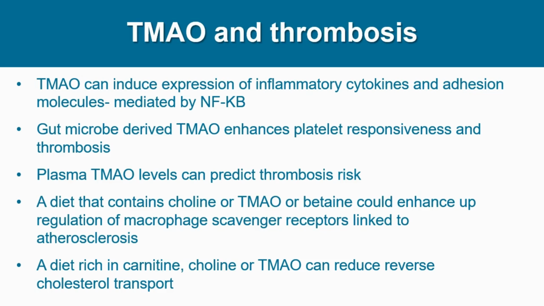A diet that contains a lot of choline or betaine or TMA-producing metabolites, or things that produce TMAO, can enhance the upregulation of macrophage scavenger receptors linked to atherosclerosis. And unfortunately, a diet rich in carnitine, choline, or even TMAO can reduce reverse cholesterol transport, so it can actually cause an increase in cholesterol as well.